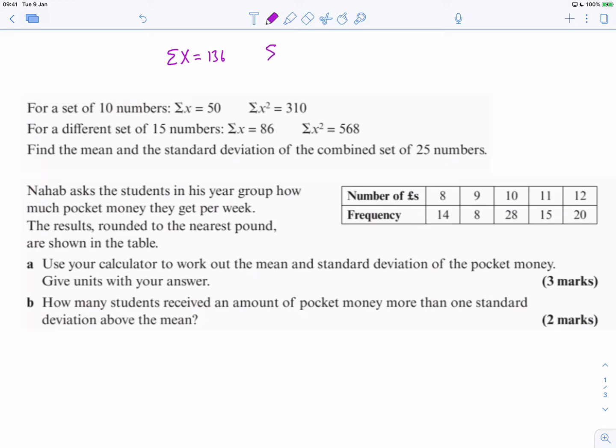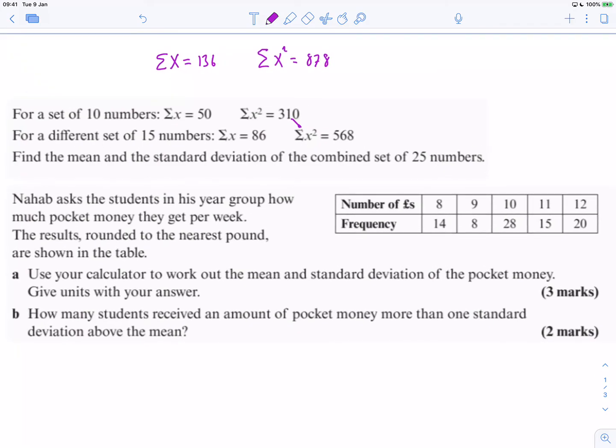And then the sum of capital X squared is where we sum these two. So 320 plus 568, that is 888. And now the mean is just going to be the sum of x over n, which is 136 over the total combined set, which is 25. So 136 over 25 is going to give 5.44.